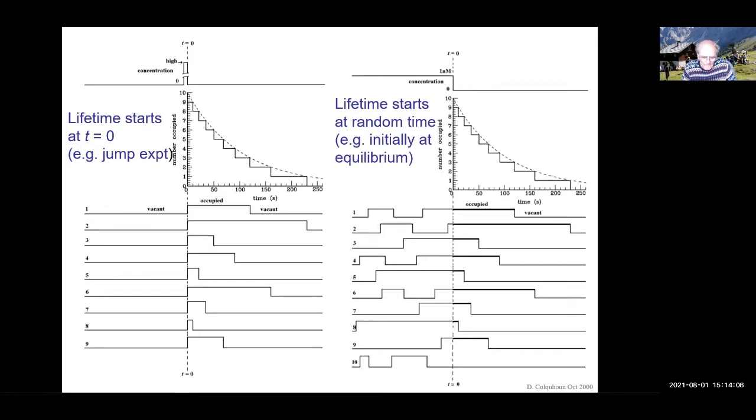And that means that the channels that are occupied at any random moment when you reduce the concentration are not typical of all channels. In fact, they're twice as long as all channels. So there are a lot more that look like this than look like these ones that are occupied at zero time.